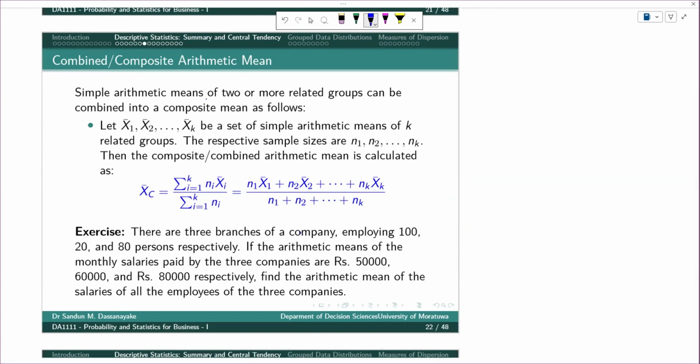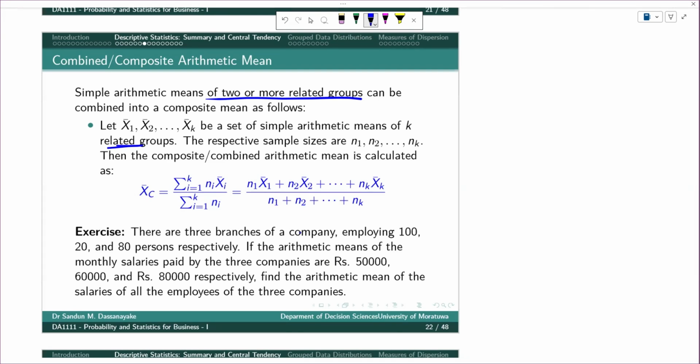Simple arithmetic means of two or more related groups can be combined into a composite mean as follows. The idea here is a set of simple arithmetic means of k related groups. Previously, it was about credits, some weights that you assign with a certain number. It can be a class or something. But here we deal with the classes.